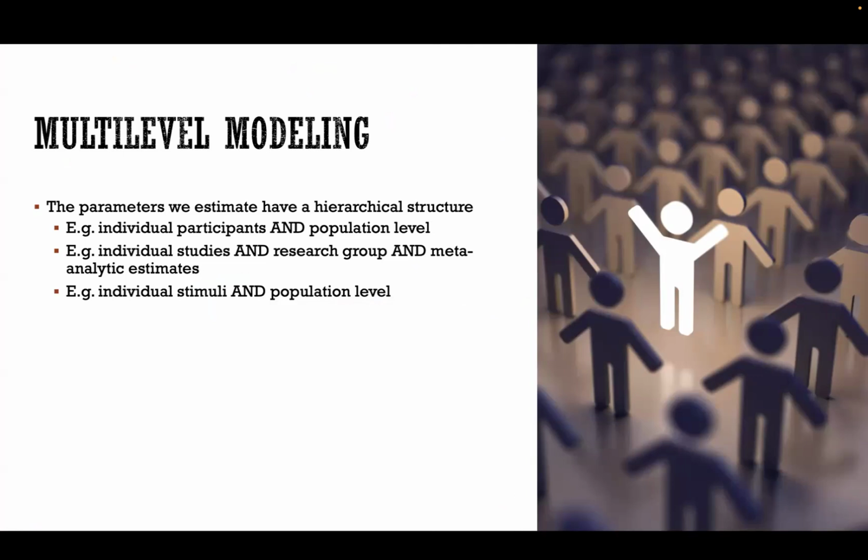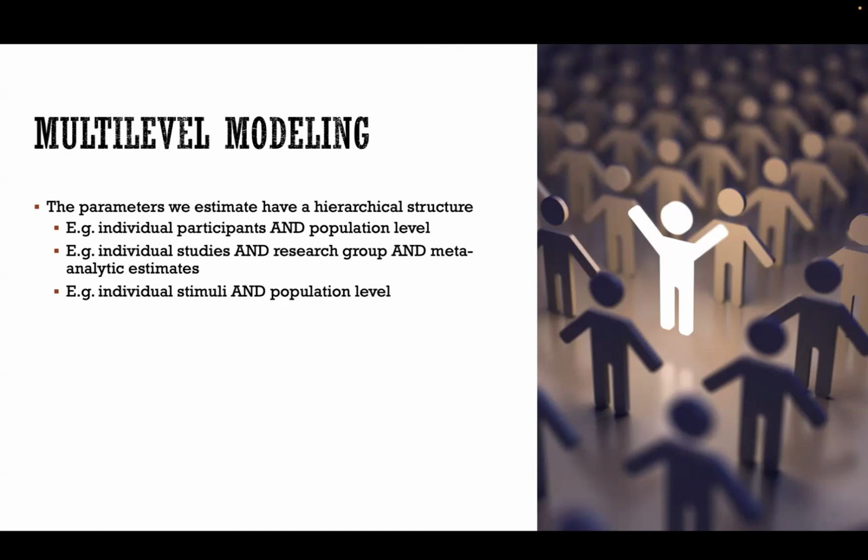Or, for instance, if we're doing a meta-analysis, we have individual studies and, let's say, the research group producing the individual studies, and the meta-analytic estimates, right? Because each individual study might have a different effect, a different result, and a research group, in the best possible world, has specific experimental and analytic procedures, so they might have results within a certain range. And the meta-analysis is trying to infer across all the research groups what the effect size of this intervention is.